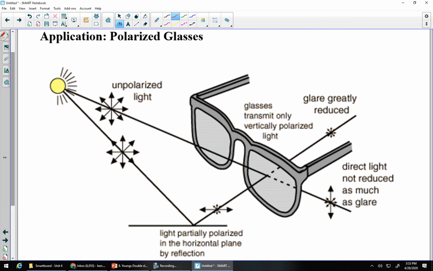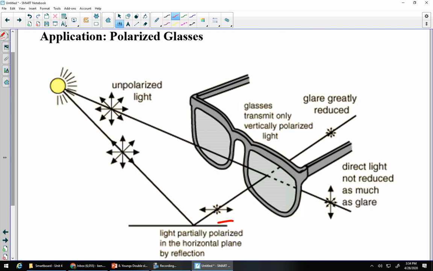Now, lots of you might have polarized sunglasses. I have a couple pairs of polarized sunglasses. They're pretty neat because they really reduce glare, right? So the light is being polarized on the horizontal planes, causing horrible reflections. You don't really want that. You want to reduce glare, so you wear your polarizing glasses and you only get one plane of that light.